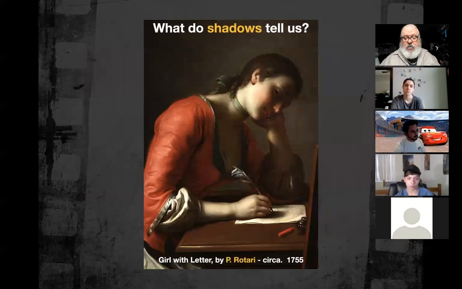Here's something reminiscent of that kind of lighting. This is A Girl with a Letter, and it is by Rotari from 1755. So we looked at Martha rebuking Mary, and we made some assumptions about Mary. Do you remember what they were? So Martha was getting hit full in the face with her light, and Mary was in shadow, right? And we decided that Mary was guilty of something. We don't know what.